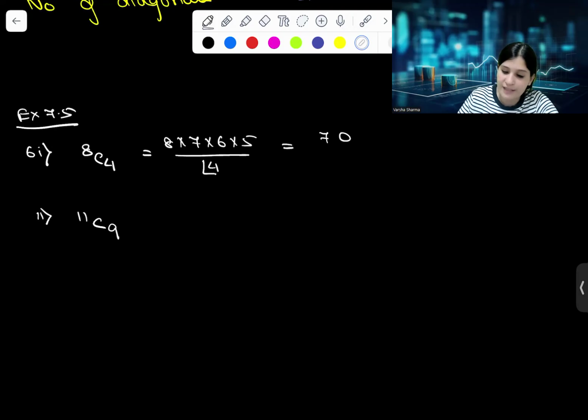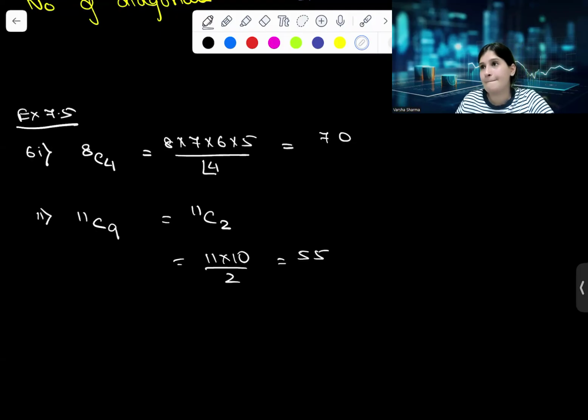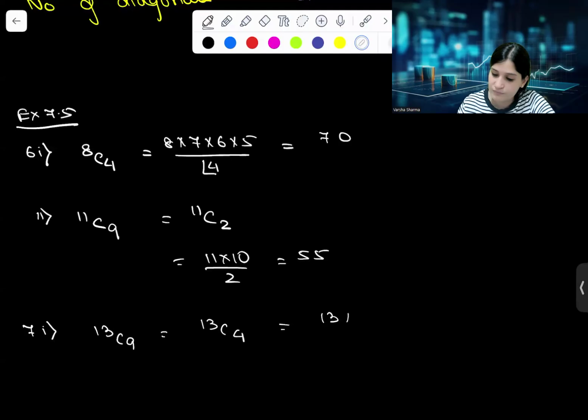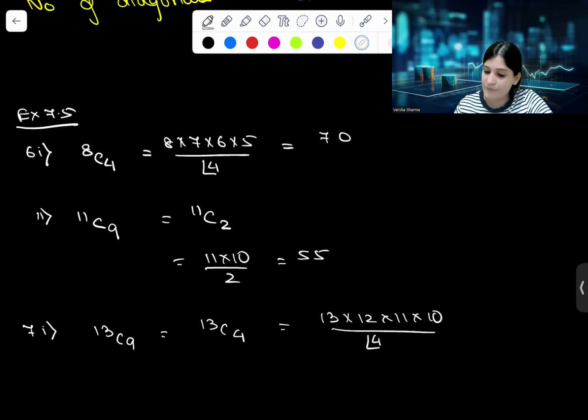Second, in how many ways can 9 stamps be chosen from 11 different stamps? Out of 11, choose 9. Now 11C9 is the same as 11C2. Calculate. 55. Question 7. A baseball team has 13 members. How many lineups of 9 players are possible? 13C9, same as 13C4. 715.